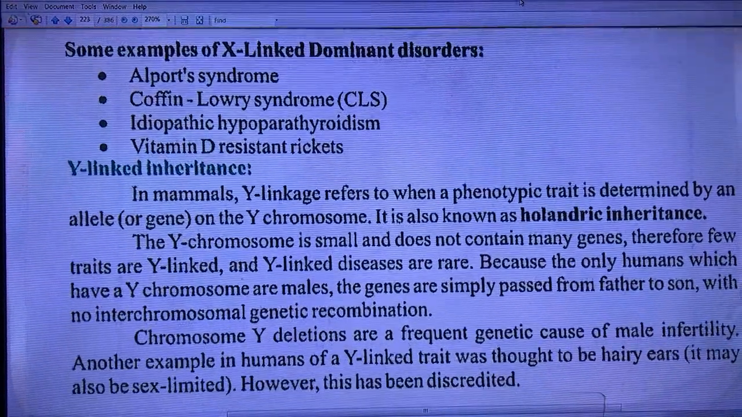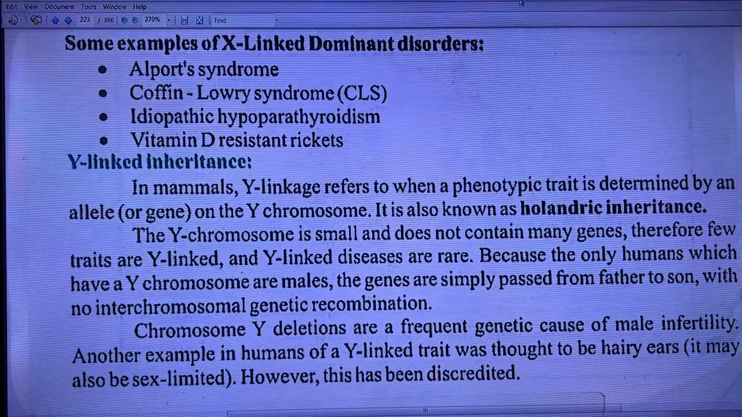Some examples of X-linked dominant disorders: Alport syndrome, Coffin-Lowry syndrome, idiopathic hypoparathyroidism, vitamin D resistant rickets.